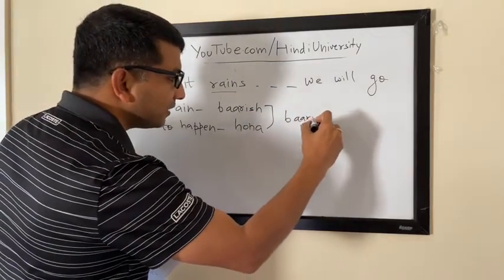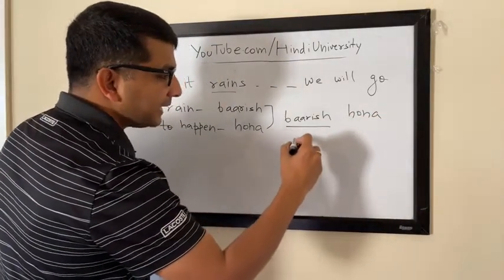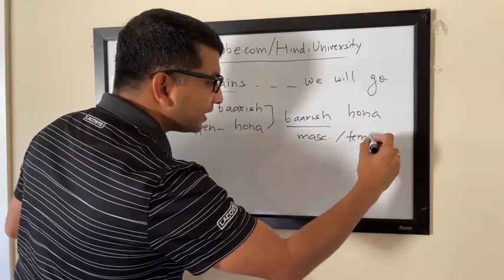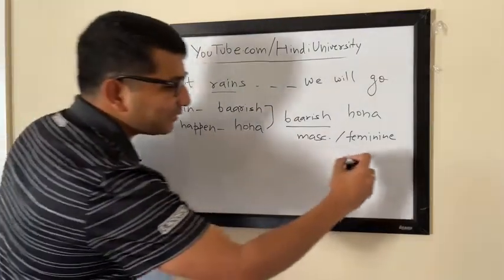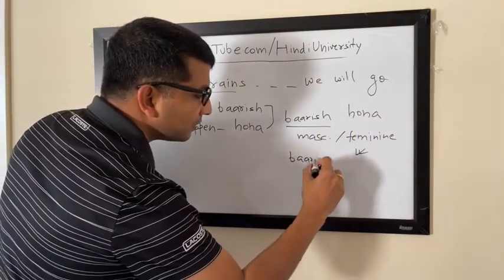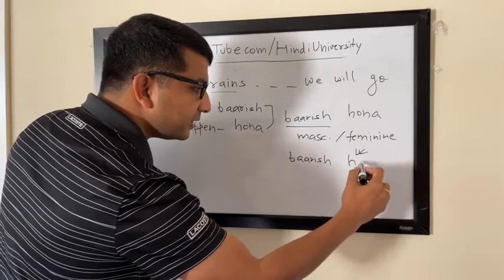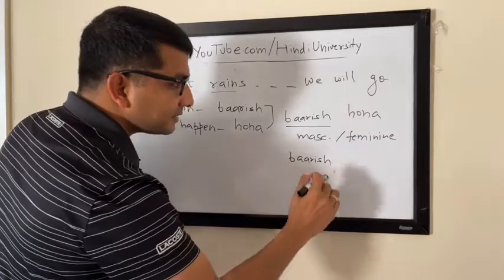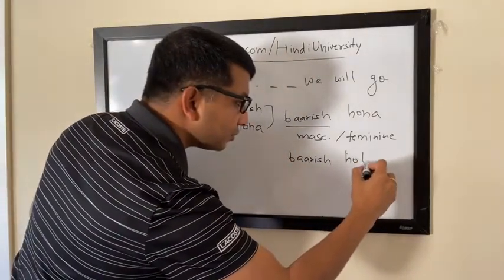So, if I have barish hona, is it masculine or feminine? Rain in Hindi, is it masculine or feminine? Barish hota hai or barish hoti hai? What do you think it is? It's feminine. Yes. So how will you change from barish hona? In future, you will say hogi. In present, it would be? Main khata hu, main khati hu. I eat. Similarly, barish hoti. Very good.